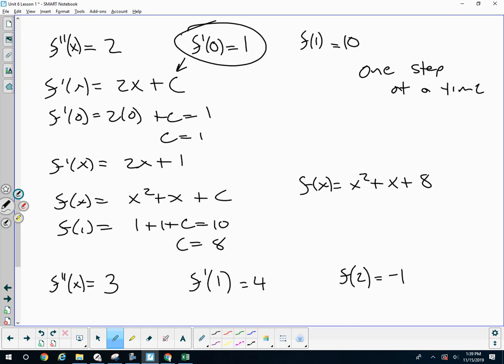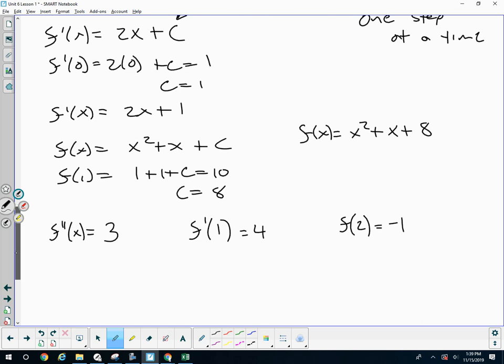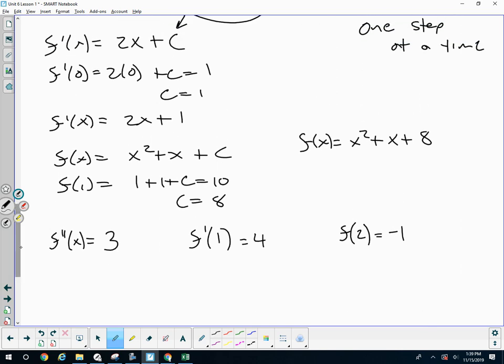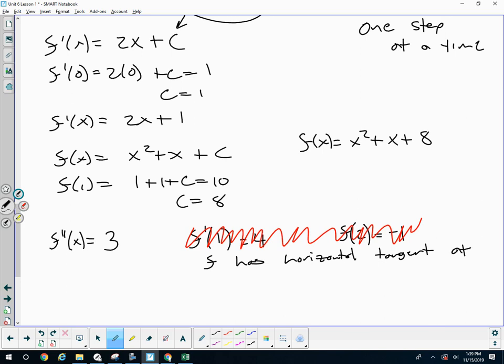Okay? Now, the next one I'm going to change. Cross off this information. You get x squared plus x minus 8. Cross off this information. I'm going to tell you to find the solution to the differential equation whose second derivative is 3 and that has a horizontal tangent at 2, 1.